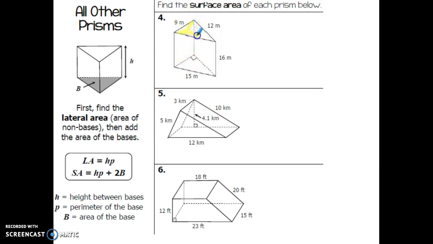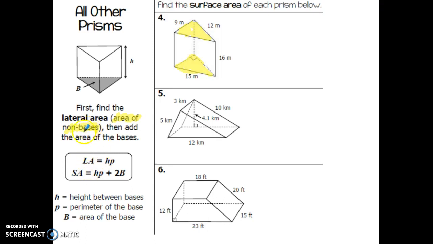So if I were you for number 4, I would start shading those in. So those two make our lives a little bit easier when they are shaded in. However, let's discuss the process first. So all the other prisms, you have to find the lateral area first, and that is the area of the non-bases. So all those sides, you have to find the lateral area first.